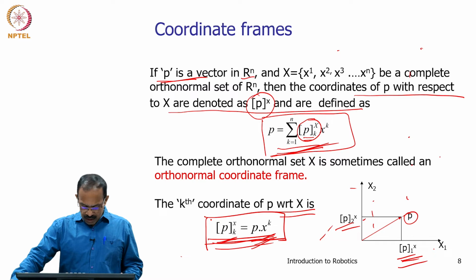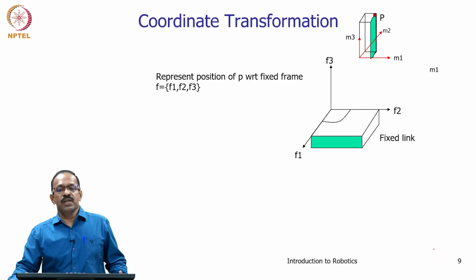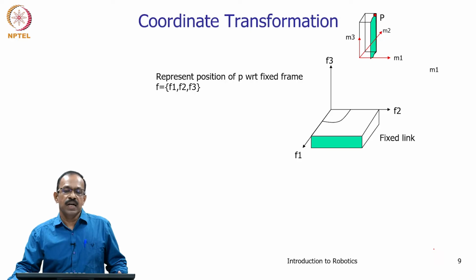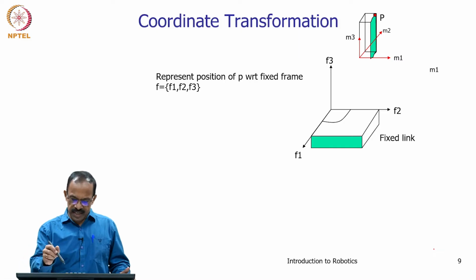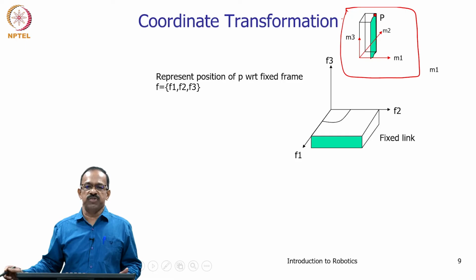Now, having seen this, we need to look at how we actually represent this in different situations. That is, how do we represent the transformation of an object. That was about the point p. Now, suppose we have an object, a 3 dimensional object.